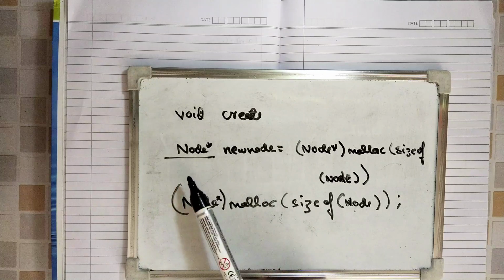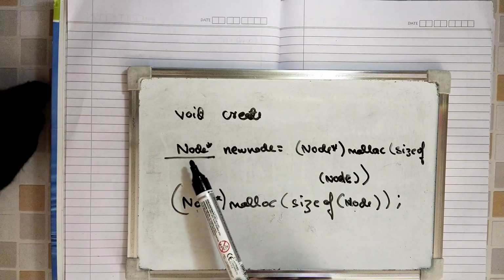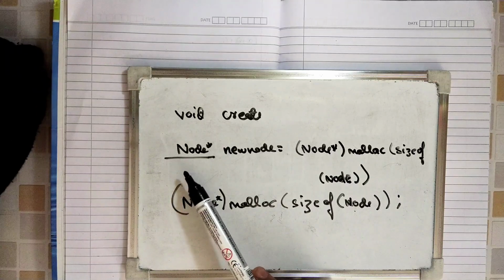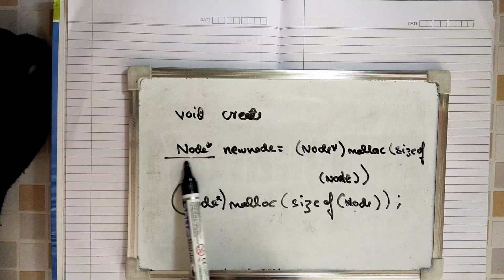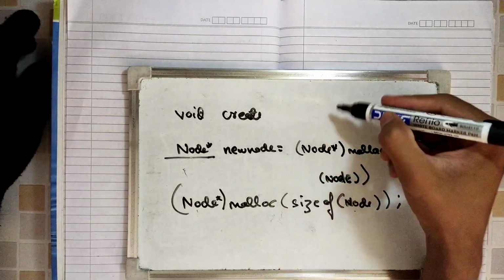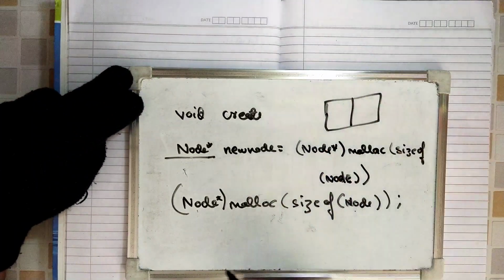Instead of writing struct student everywhere, I created a type ID, which is used in typedef structure. In typedef structure we can create a type ID where only this one word is required to write, and the remaining thing you can do like this. So from this, my node is created.